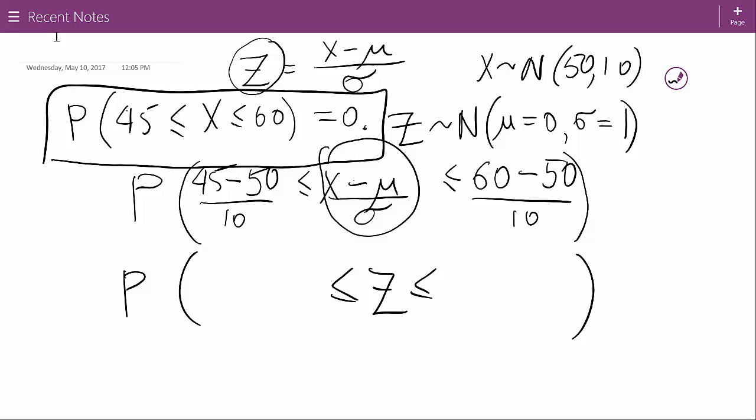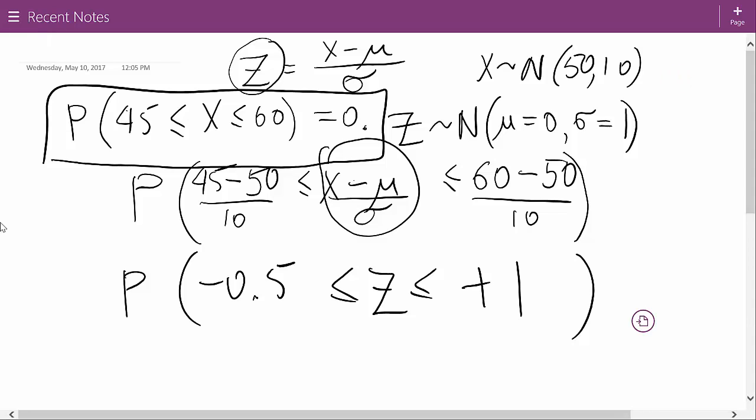45 minus 50 gives me minus 5, and divide by 10, minus 5 by 10, negative 0.5, right? And the other one, 60 minus 50 is 10, divided by 10, positive 1. So you see that? My original question about time, which is normally distributed with a mean of 50 and blah, blah, blah, is actually the same thing as this weird z variable, which is standard normal between minus 0.5 and 1. Okay?